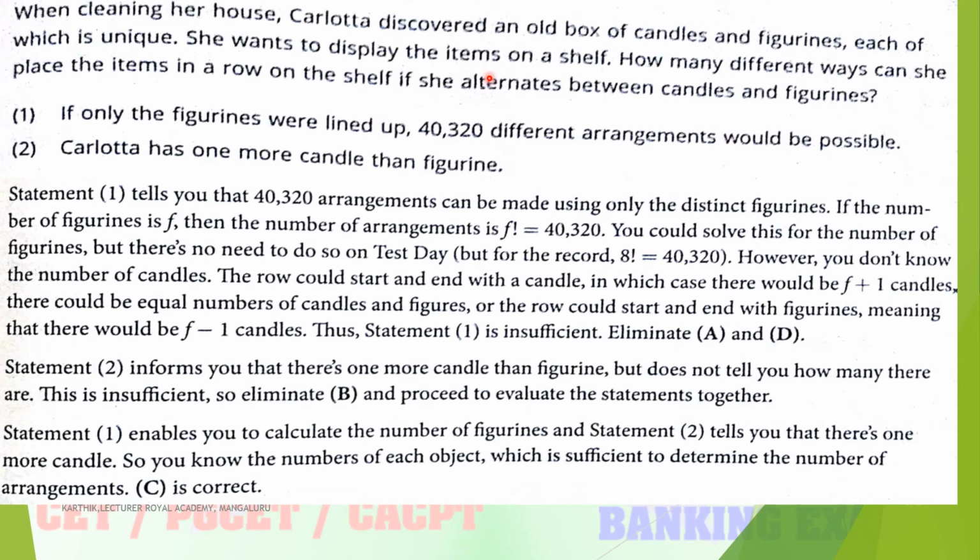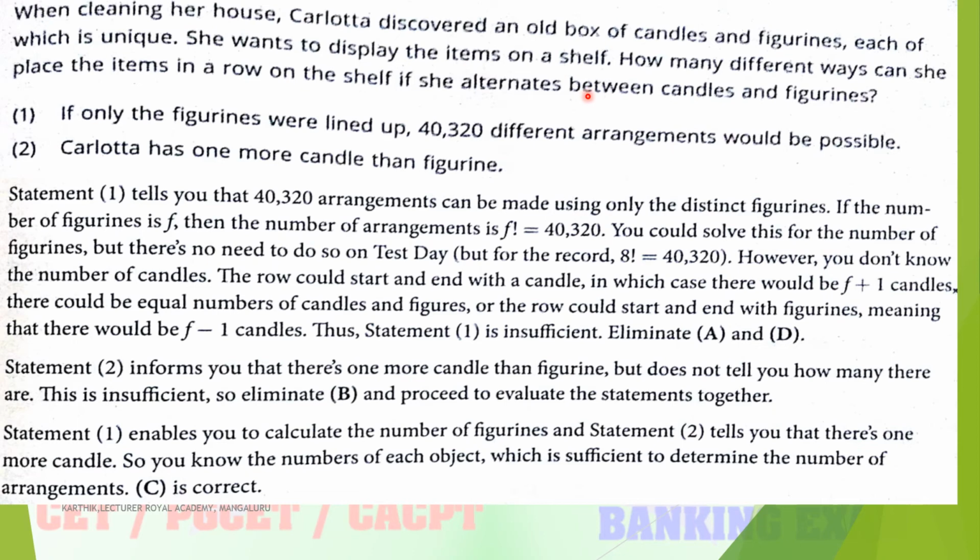So both statements clubbed together, now you can determine the value. From the first statement, it is a combination type of problem. The total possible ways of combination is given for the figurine, so you are getting the figurine information. In the second statement they told us one more candle, so after finding the figurine number, plus 1 is nothing but the candle number. So both statements together you can find the answer.